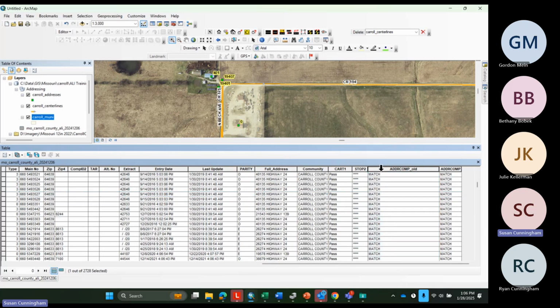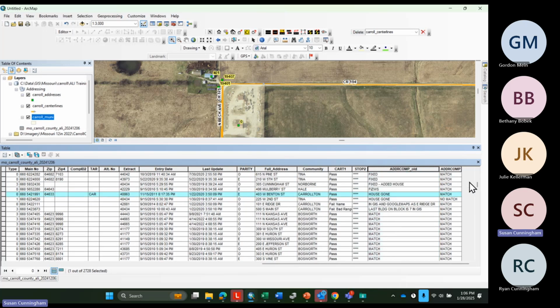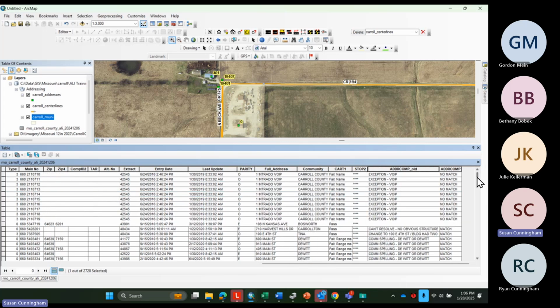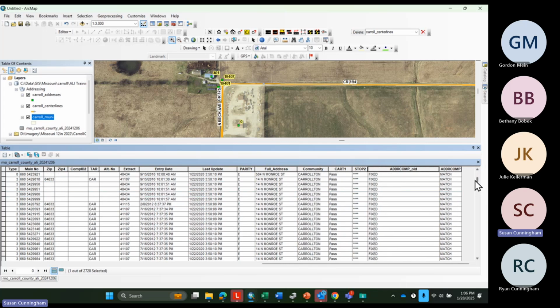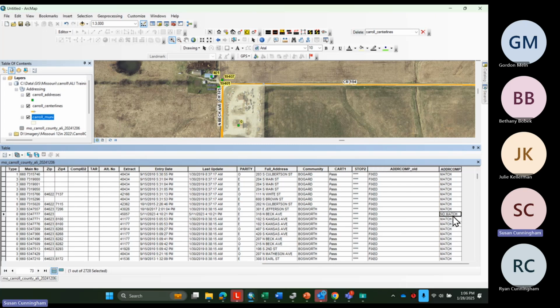The first time through, this was the first time I did this stuff, there are quite a few that did not match that I subsequently fixed. And some of them, like this one, I thought I fixed, but on the second round it came back as not fixed. There was something else wrong with it. It was probably a community issue. It's only checking the house number, the street name components, and the MSAG community. It's not checking the ESN or other things. It's only looking at those to determine whether there is a match or not.